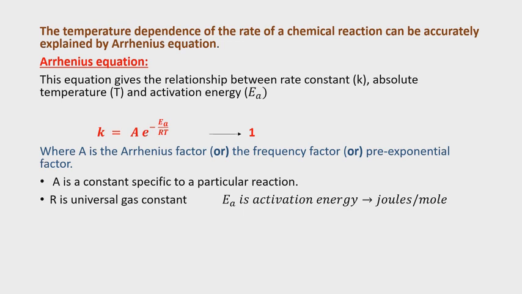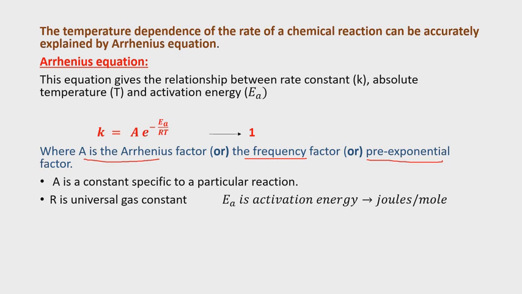Students, be careful here. Yes, A is the Arrhenius factor. Otherwise, one more name is frequency factor in some questions. In some questions, it will be mentioned as pre-exponential factor. Why pre-exponential factor? The exponential term is there, and in front of the exponential term it is present, so pre-exponential factor.